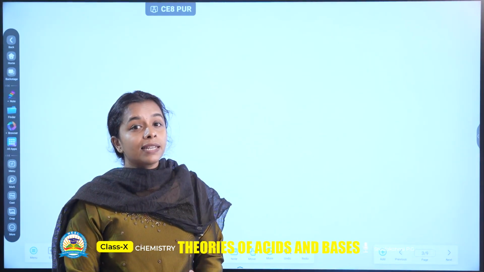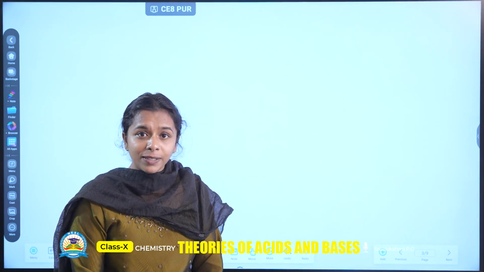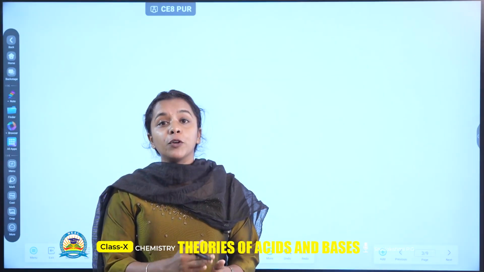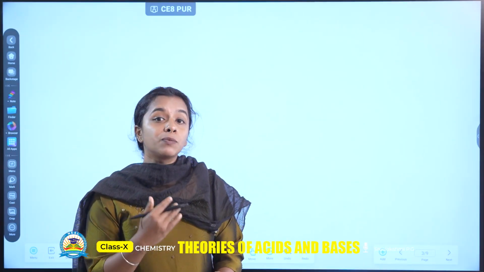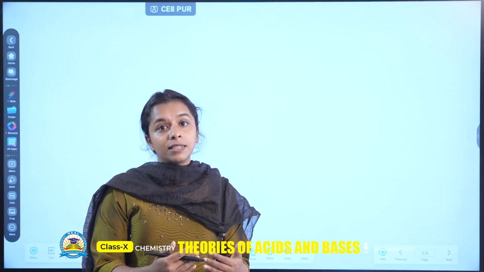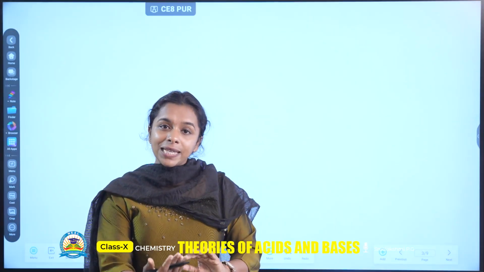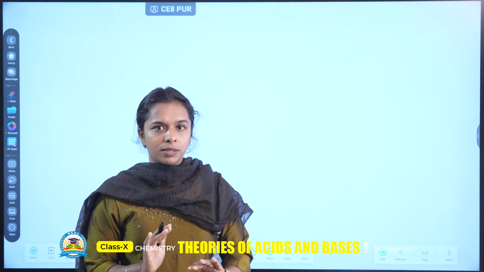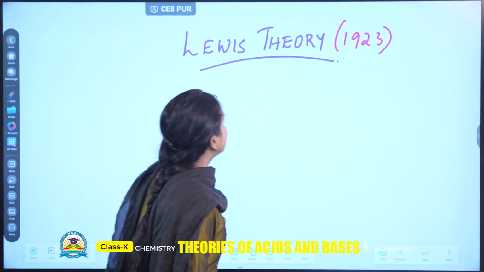So we have seen the first theory, that is Arrhenius theory. According to Arrhenius theory, an acid will produce H plus ions when dissolved in water, and a base will produce OH minus ions when dissolved in water. And the second one was Bronsted-Lowry theory, where an acid donates protons and a base will accept protons. Now we will go to the third one, that is Lewis theory.